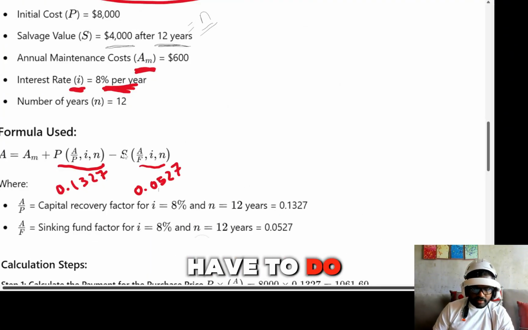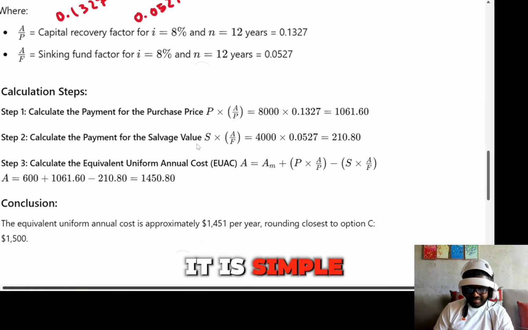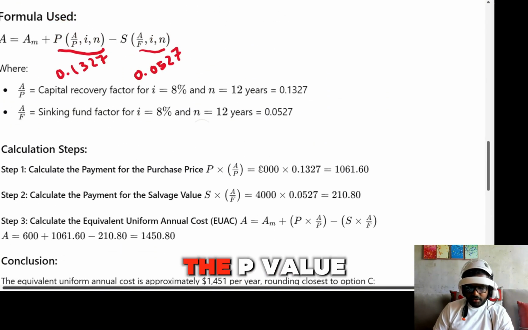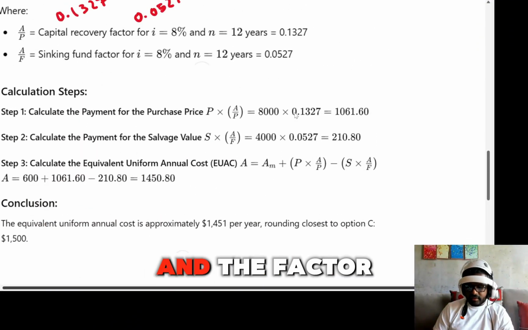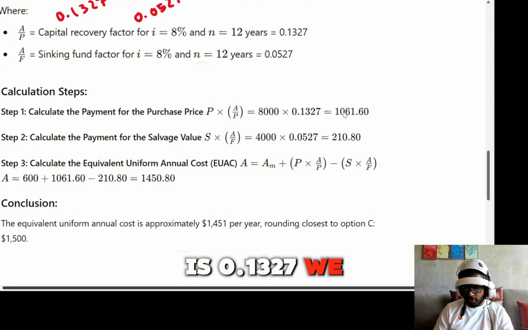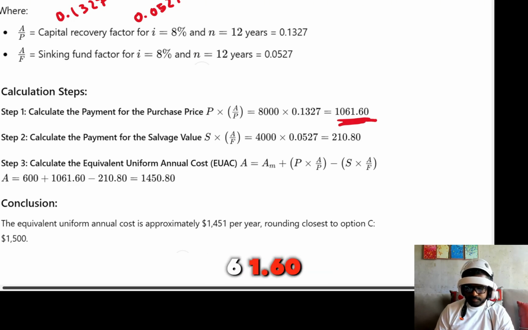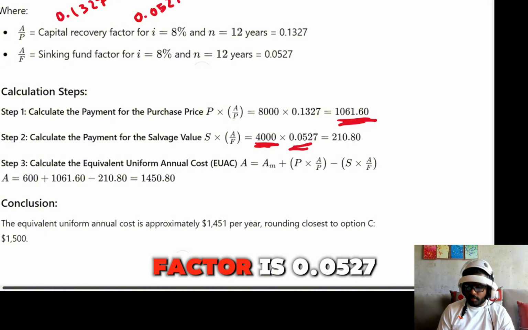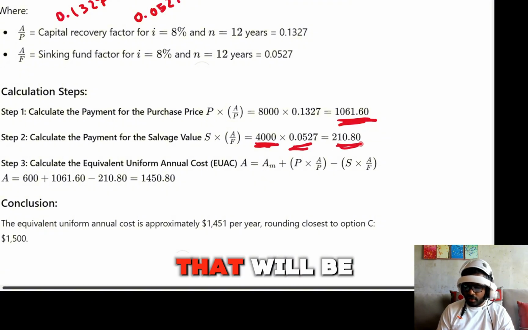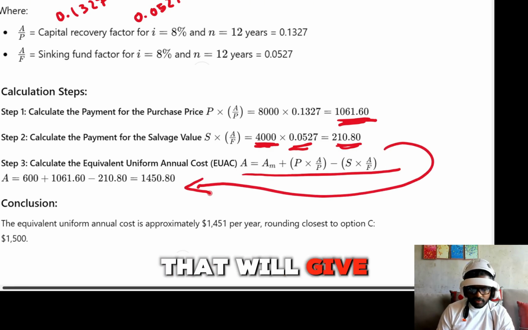Now all I have to do is substitute these P, S and AM values, do the necessary multiplications and solve it. Very simple. So here we know that the P value from the problem is $8,000. So I substituted that and the factor is 0.1327. We already showed you. So that will be 1061.60. Then we have the S value from the problem, that is 4000. Factor is 0.0527. That will be 210.80. And you substitute all of them in this formula. That will give you these numbers.